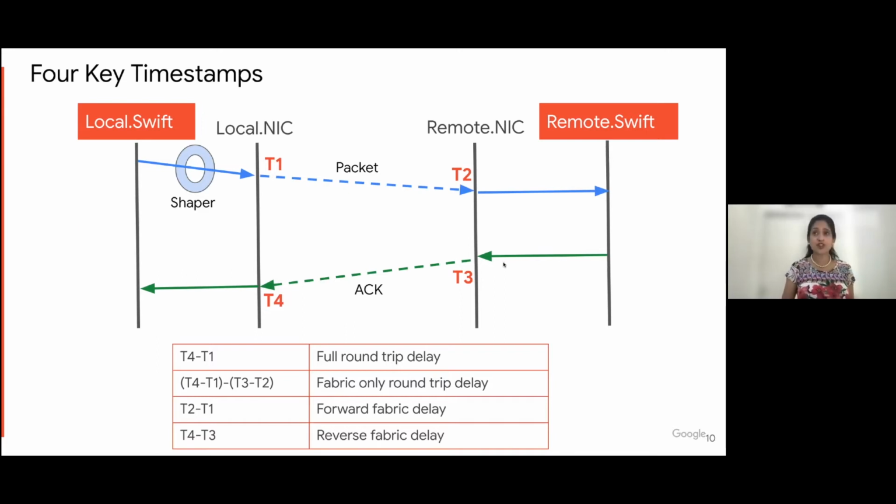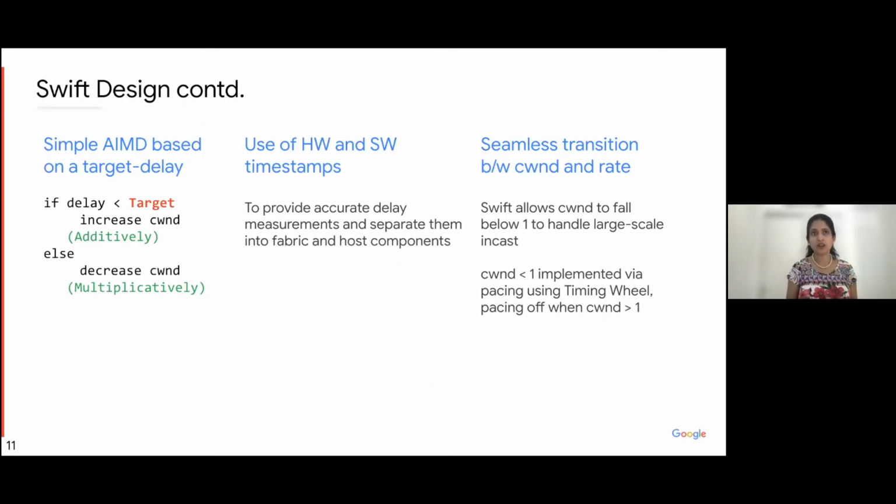And in future, if these times are even synchronized with synchronized NIC clocks, we can even compute the forward-only delay as T2 minus T1, or the reverse-only delay. So just access to these timestamps gives a powerful set of constructs to build congestion control on. So once we have access to these timestamps, Swift is pretty simple.